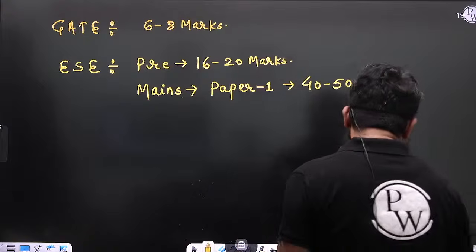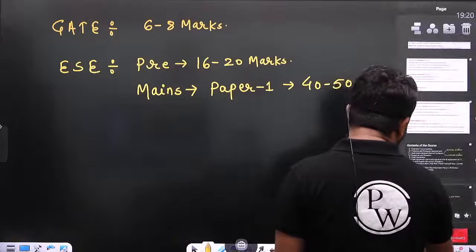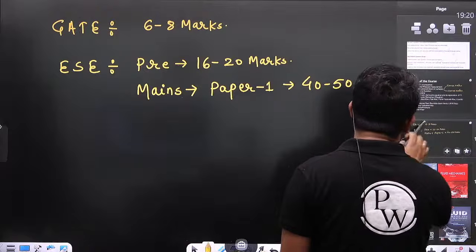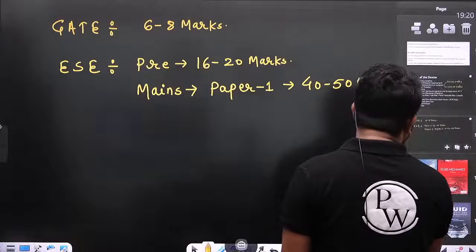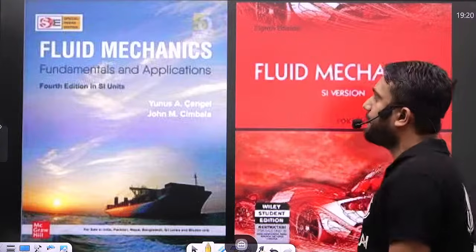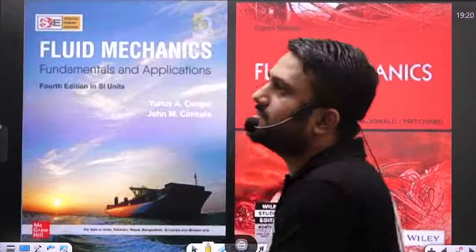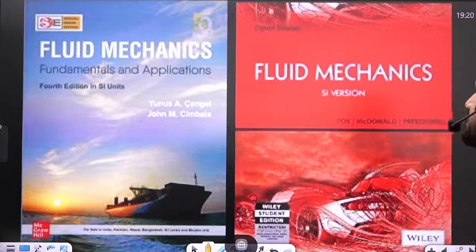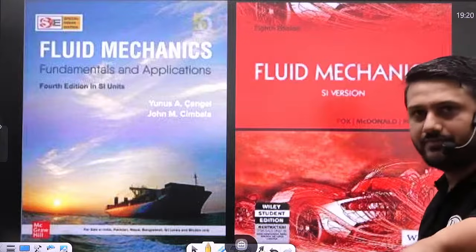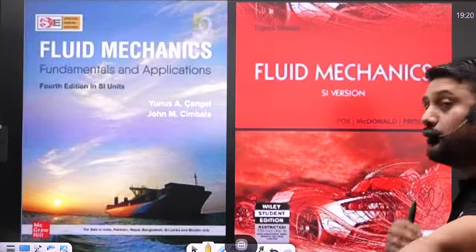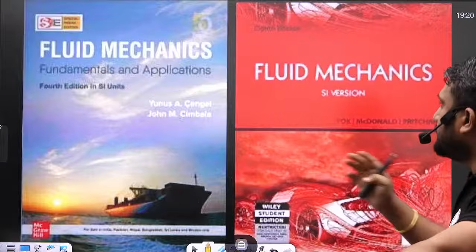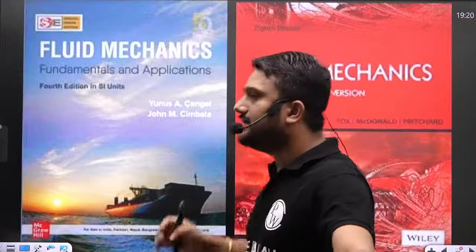Now see, the next important thing is books, right? Which books, sir, do we prefer for the fluid mechanics subject? So there are a number of good books, I can say. The first book is Fluid Mechanics by Sanjal and Simbala.